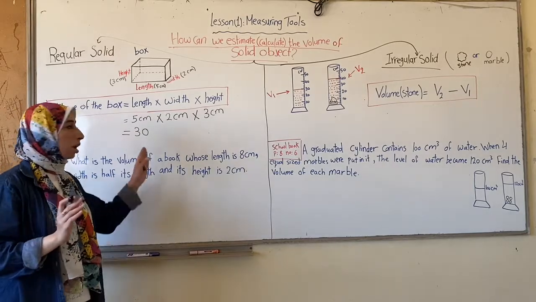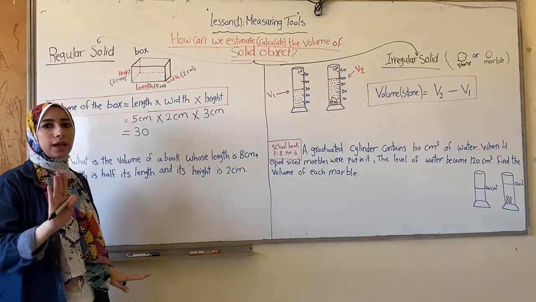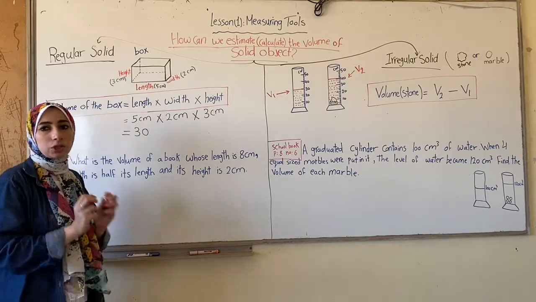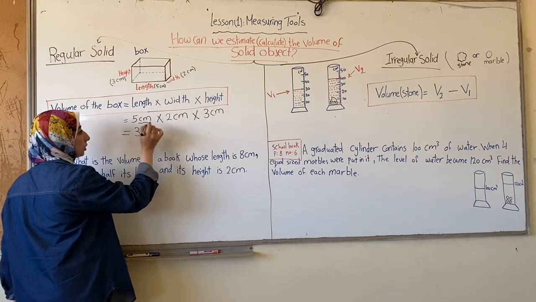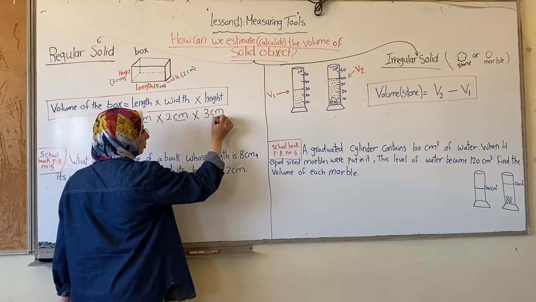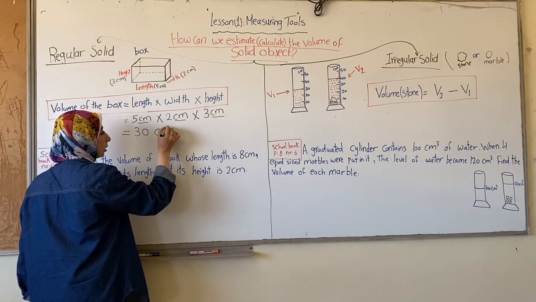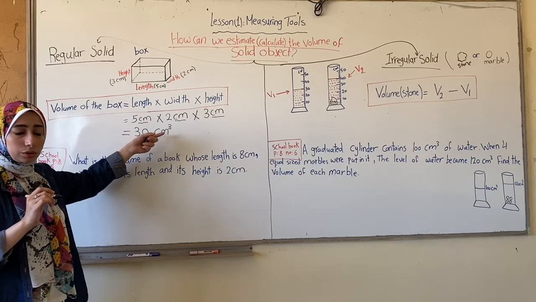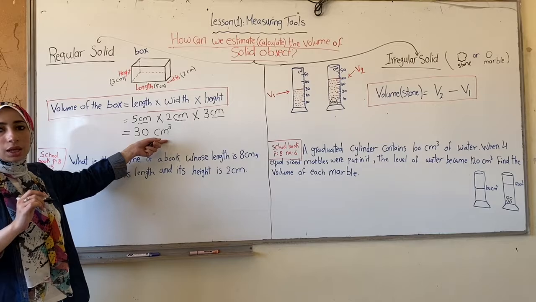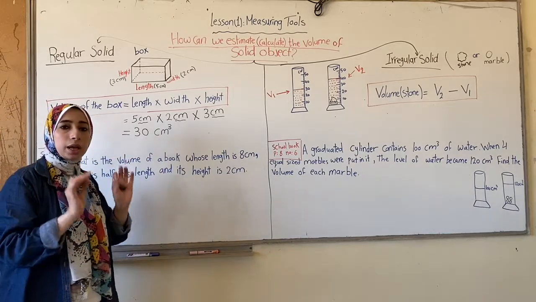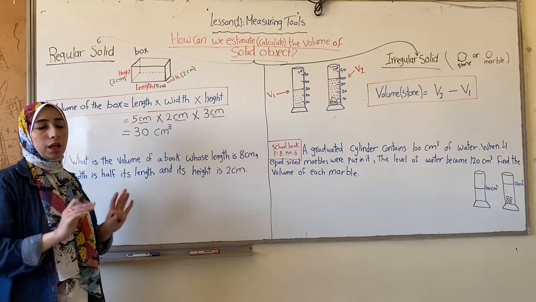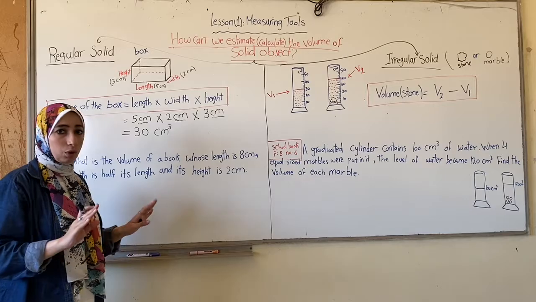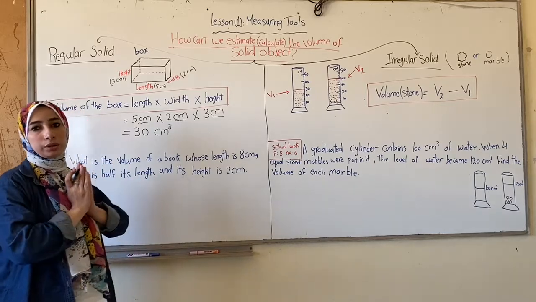30 what? Can I write 30 and stop? No, I can't write 30 and stop. I have to define this number or give it the right measuring unit. Here, centimeter times centimeter times centimeter will give me a cubic centimeter. As we learned before, a measuring unit for volume of solids is a cubic centimeter. So I have to write the right measuring unit. If I don't write the measuring unit, you will count a mistake. It's wrong. You have to write the measuring unit.